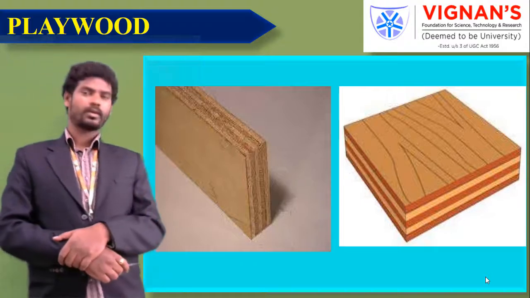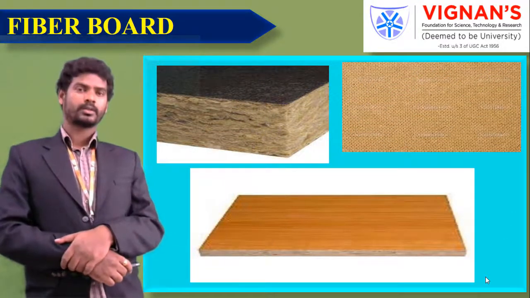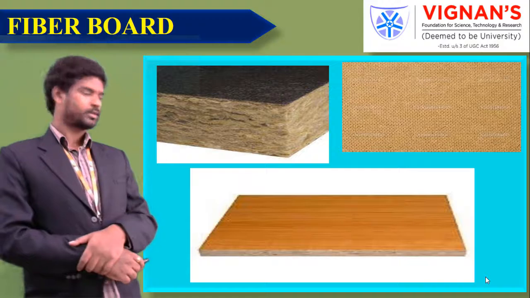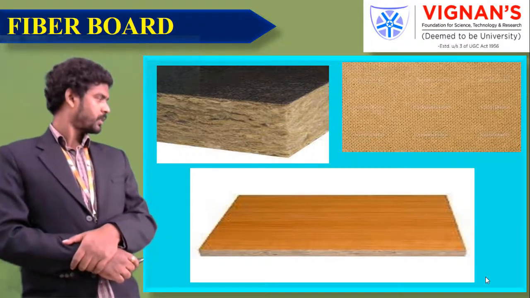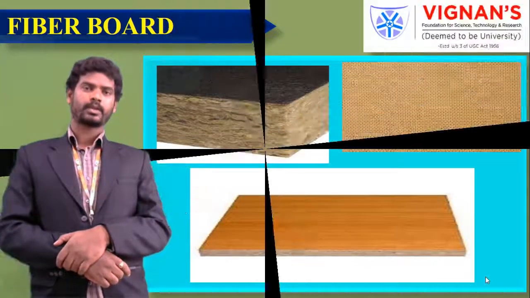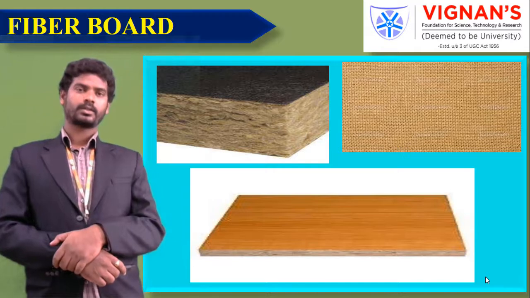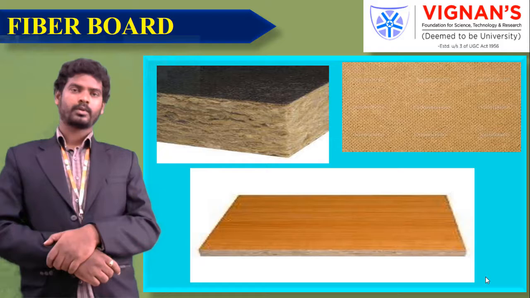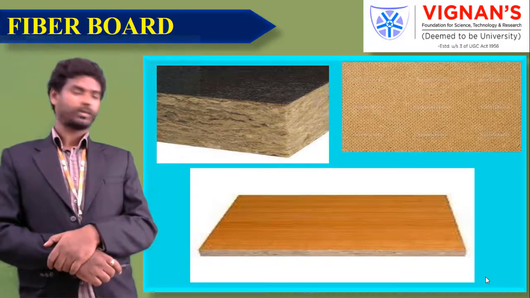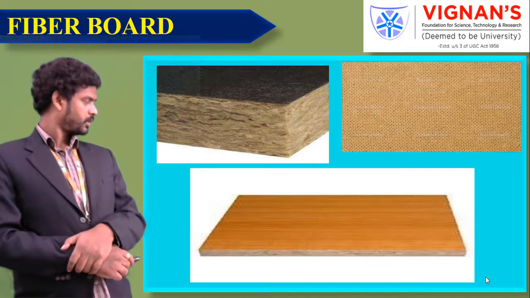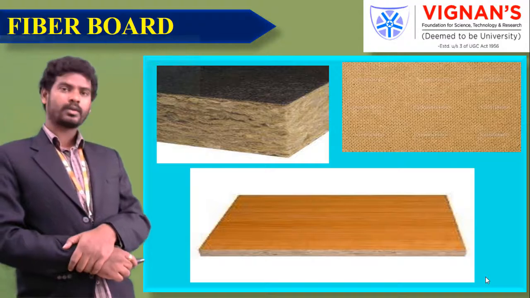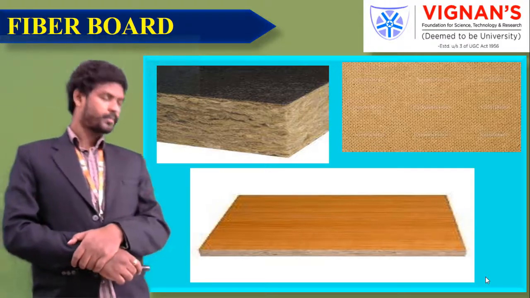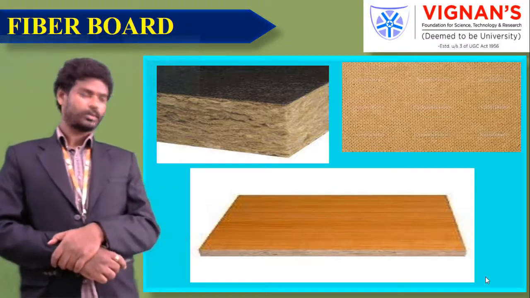In the next slide, fiberboard. Fiberboard is prepared from agricultural waste material. The material is made into pulp. The pulp is dried and pressed into different shapes depending upon the requirements. In that way, the fiberboards will be prepared.